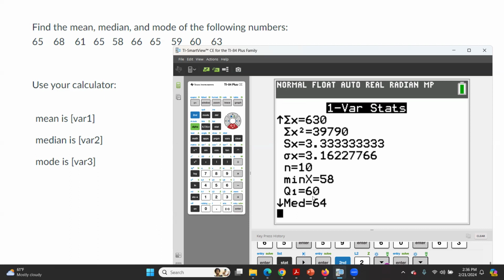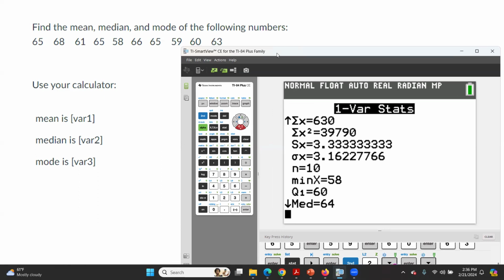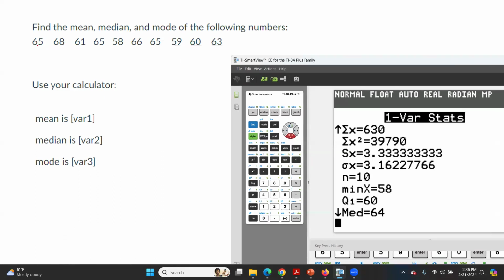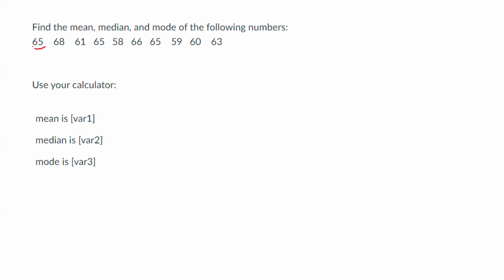The mode is not in your calculator. To calculate the mode, you need to take a look at the data with the highest repetition. So you have 65, 65, 65, which is repeated 3 times. So it seems like 65 is the mode of the data.